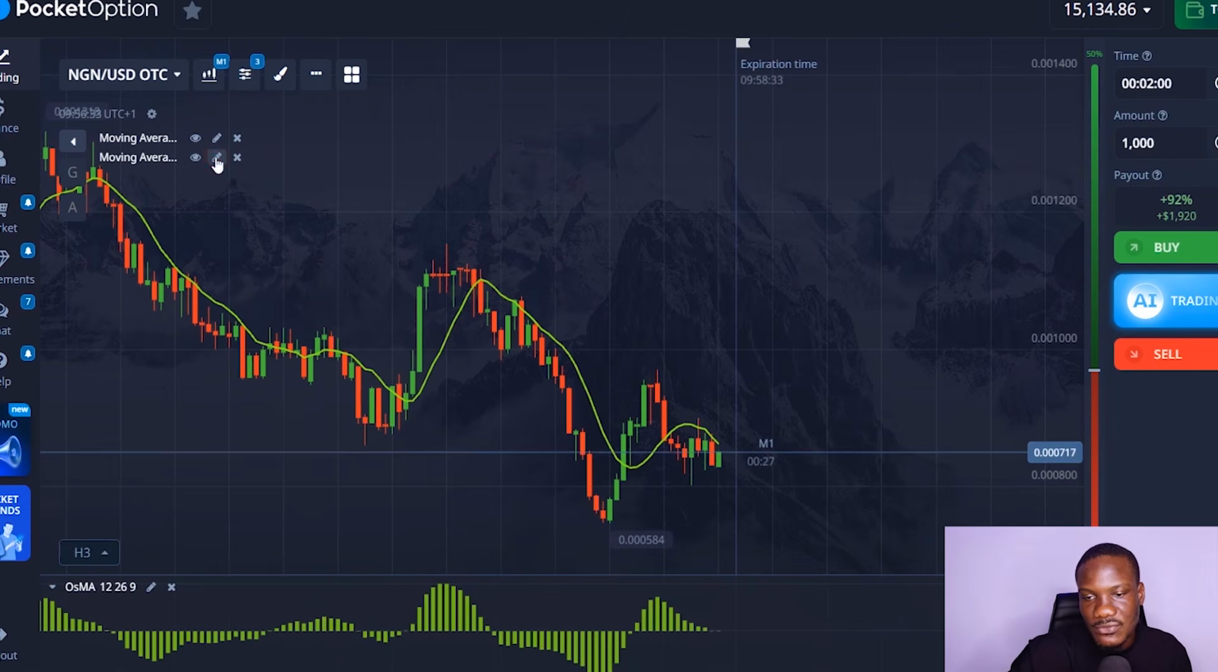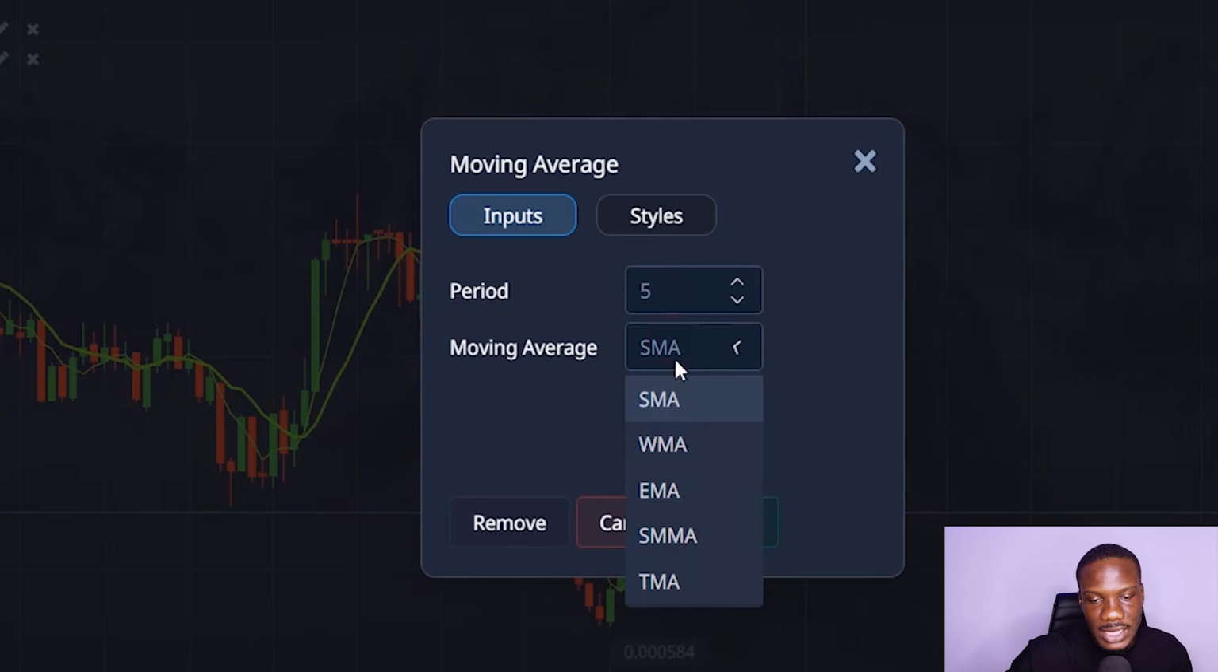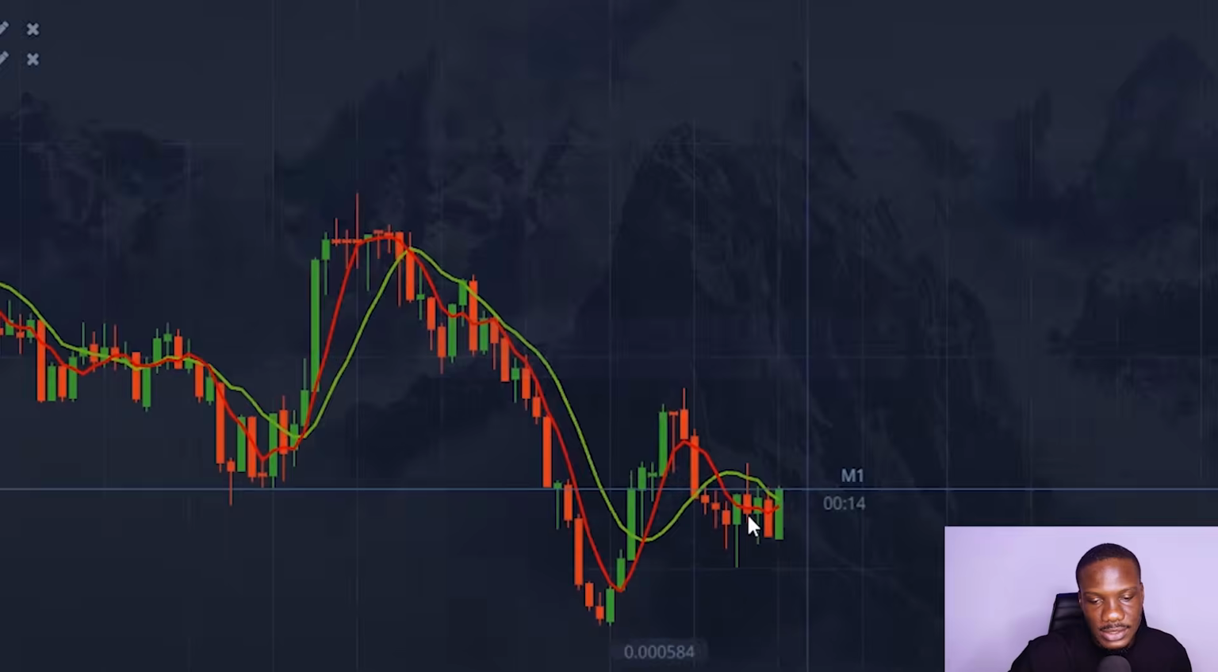So with the second moving average, it comes with the settings of a period of 5. Let me set this as 5. The moving average, I'm going to be using SMA. Right here on the style level, I'll be using a red color and I'll also be using it on 2 pixels. So when I'm done, I'll just click on save.